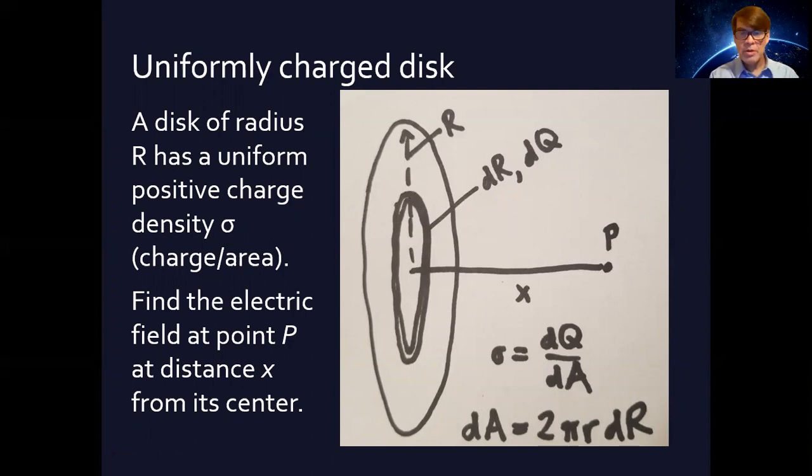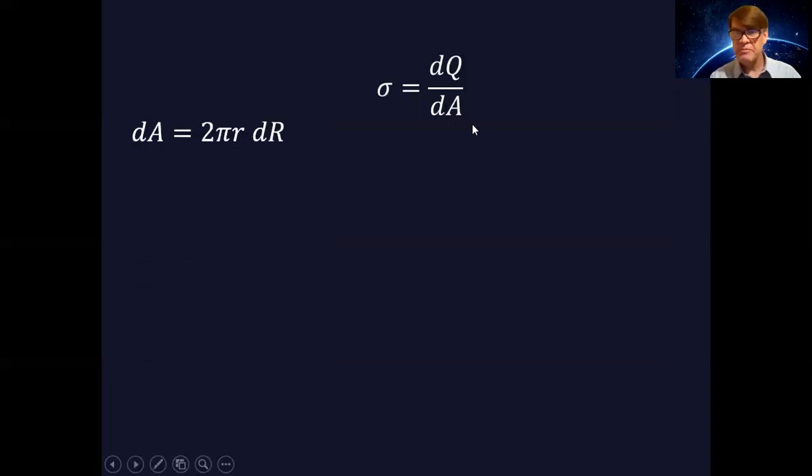Okay, so let's do it. This disk. What is the electric field from a uniformly charged disk? Okay. So we've got that, we've got the formula there, let's dig into it. So we've already said some of this. Charge density sigma is equal to infinitesimal change in charge per infinitesimal area, okay? Infinitesimal charge per infinitesimal area.